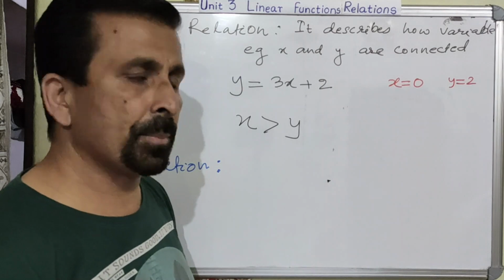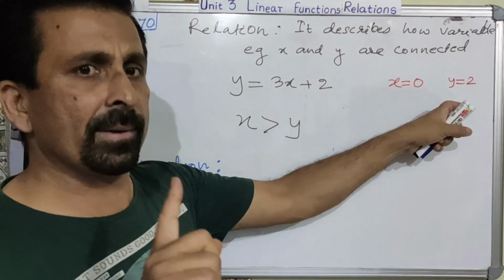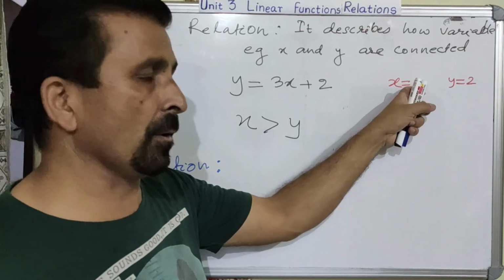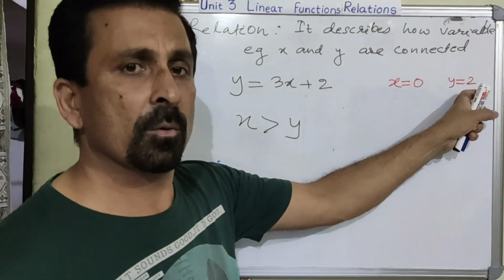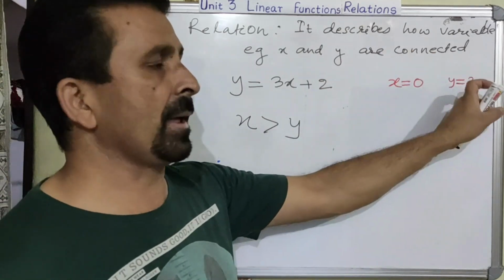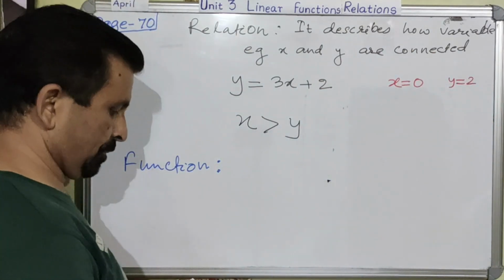Are you getting me or not? For this value of x, you cannot have any other value of y. For this value of x, you will have a fixed value of y. Similarly, if I take another value of x, again I will have another value of y. Let us see one more example.